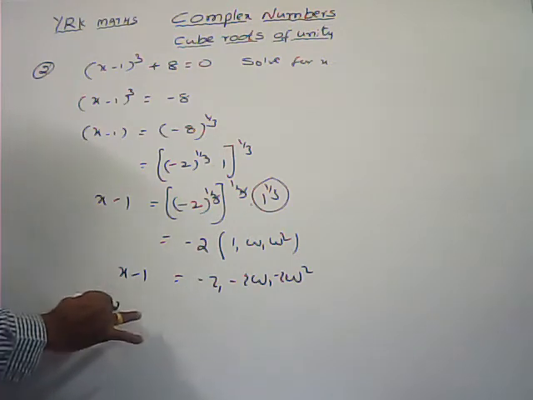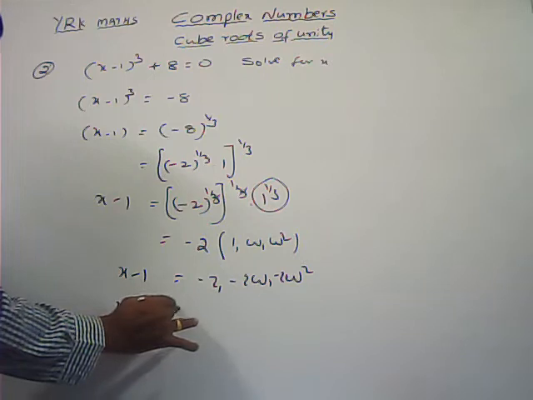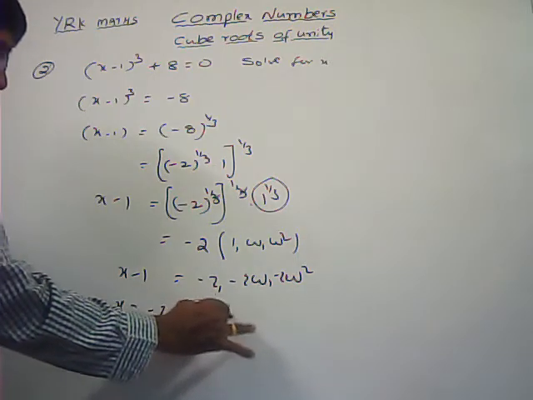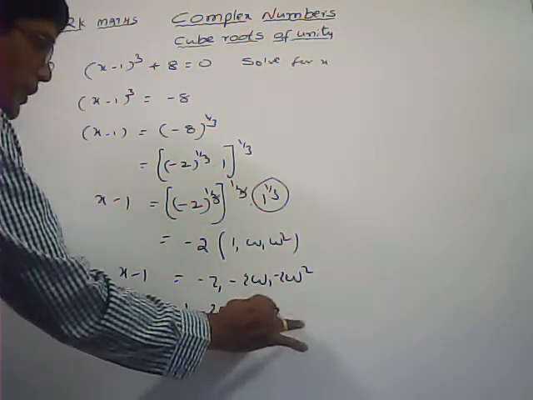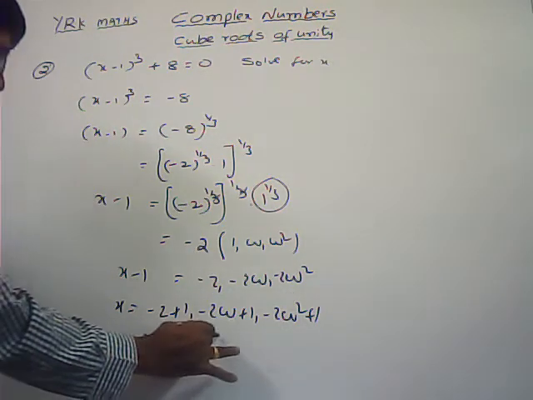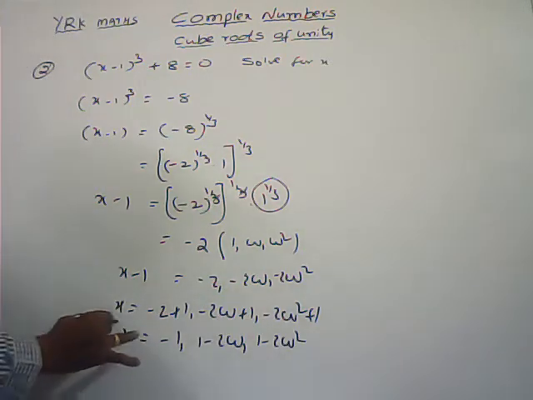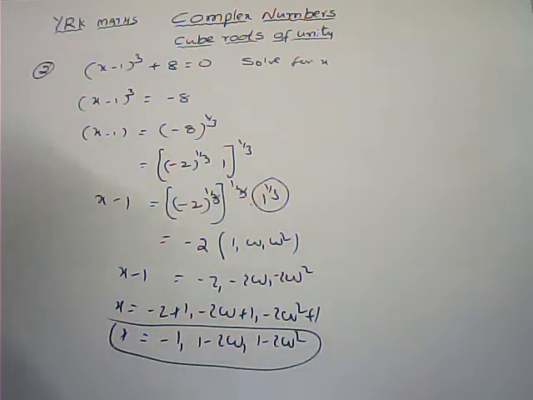Now what about x is equal to, adding 1 on both sides, minus 2 plus 1, minus 2 omega plus 1, minus 2 omega square plus 1. Otherwise this is minus 1, 1 minus 2 omega, 1 minus 2 omega square. Here these are the values of x. By solving that one, here we are getting the roots minus 1, 1 minus 2 omega, 1 minus 2 omega square.